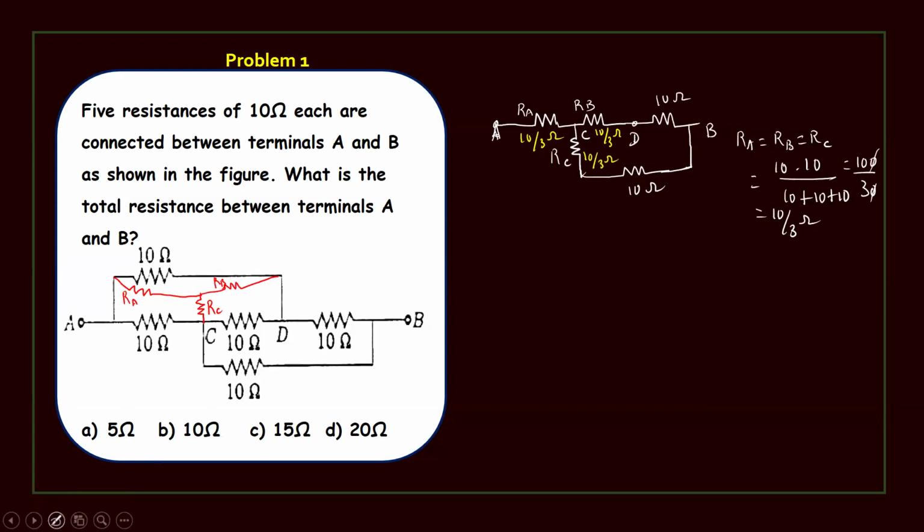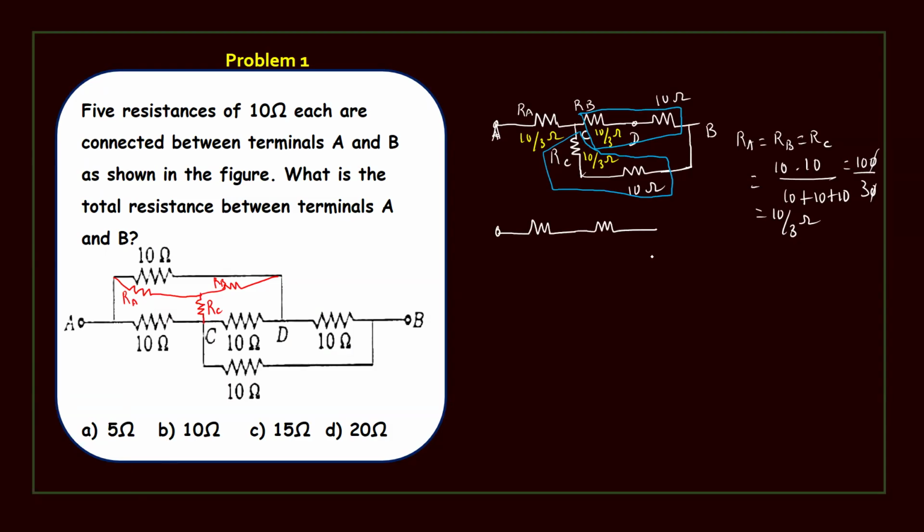So again, RB and another 10 ohms are in series condition. And here RC and another 10 ohms are in series condition. So let me find the series equivalent first. So the circuit will be simplified like this between the terminals A and B. So this is RA, and here the equivalent resistance.